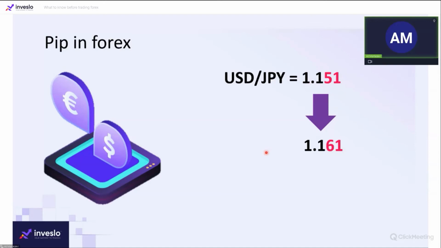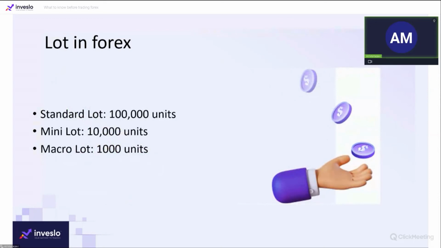Okay, for example, in this example, if USD JPY moves from 112.051 to 112.161, it means it has actually moved up 1 pip, and the price here is not right. There is a typo here, sorry guys. So this is the definition of pip in Forex.